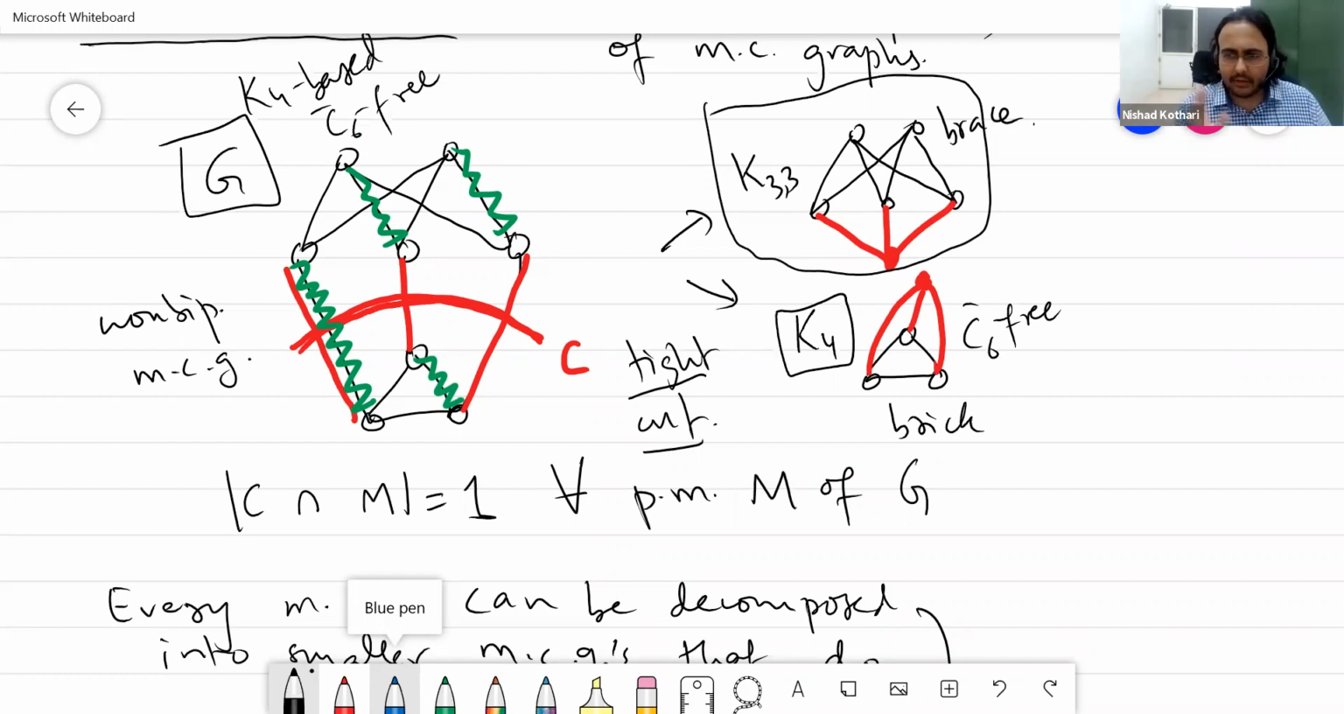Is it clear how this theorem is working? If you see any brick that is K4 based, then the whole graph is K4 based. And similarly, if all bricks are K4 free, then the whole graph will be K4 free. Are there any questions at this point? Okay, thank you, Tanya.